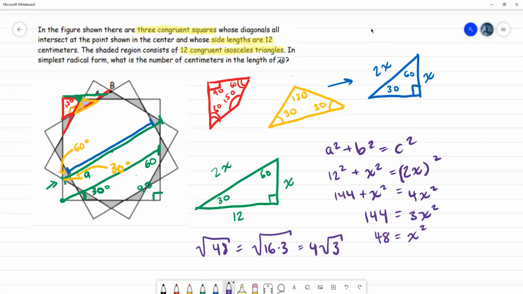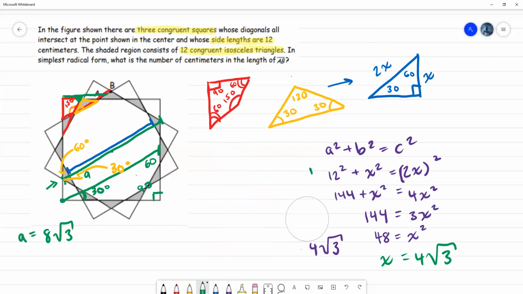So now that we know that x is equal to 4 square root 3, we can plug it in for x. So let's put in x right here. 4 square root 3 is x, and to find out our hypotenuse, or line A, we have to double 4 square root 3. So we get 8 square root 3. So A is equal to 8 square root 3.